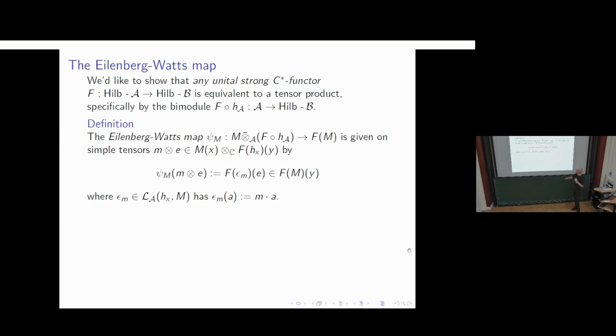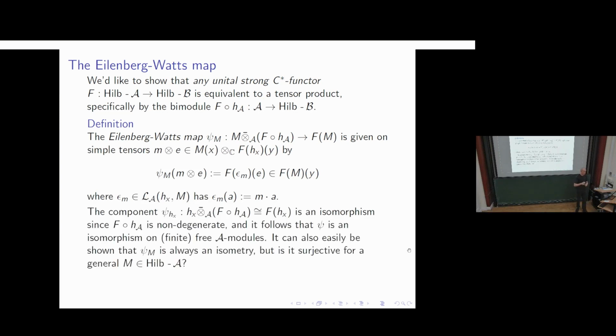A fun additional fact about this is that transformations that look like this are always compact operators, and there's a Yoneda-type lemma in my thesis which says that a compact operator from hx to M is always given by one of these, so that there's an isomorphism between M of x and the compact operators from hx to M. Okay, cool. So we want to prove that this map is an isomorphism. That's going to prove our Eilenberg-Watts theorem.